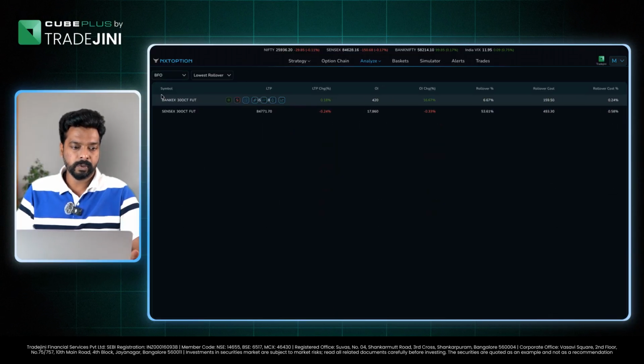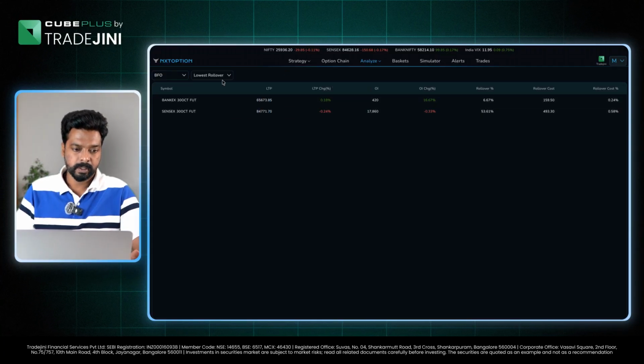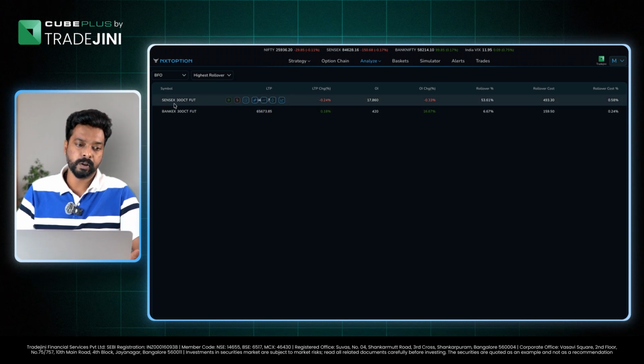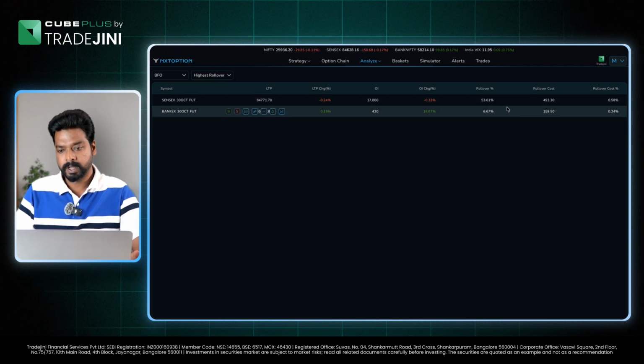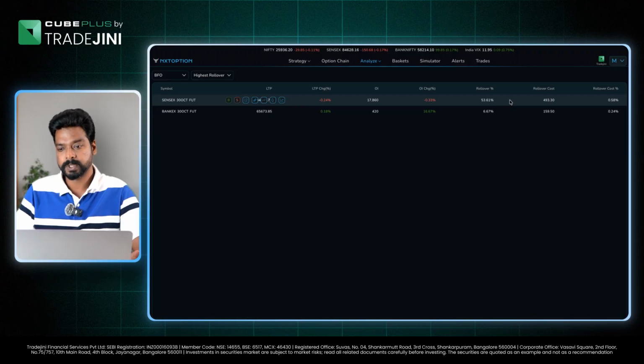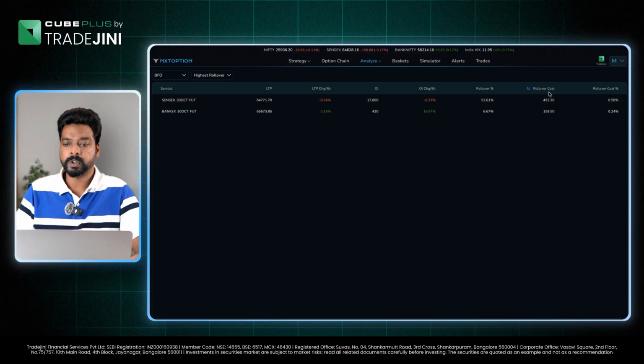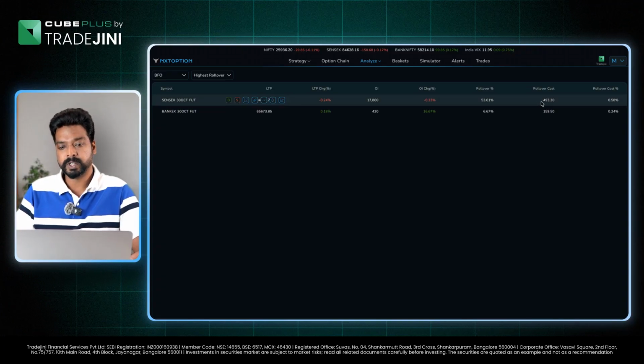If you check for BFO, you have BankX 30th October future with the lowest rollover of 6.67%. Let's check the highest rollover for BFO. The Sensex 30th October future has the highest rollover of 53.61%, and the rollover cost is 493.3, which means this is a positive rollover cost, which means it is costing more by 493.3. As a percentage, it is a 0.58% increase in cost.